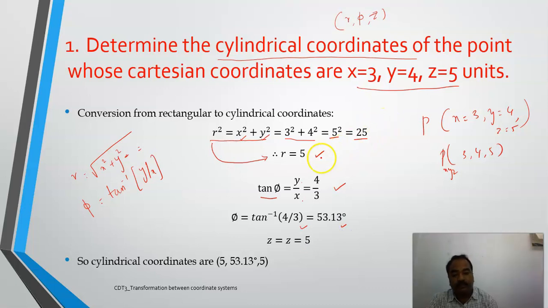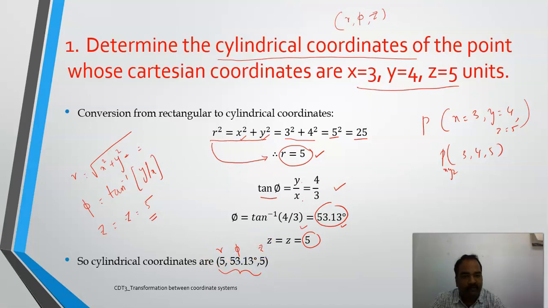Now, z remains the same for both Cartesian and cylindrical coordinate systems. So it is already given as 5. So now r is equal to 5, phi is equal to 53.13 degrees, z is equal to 5. So the coordinates in the cylindrical system are: this is r, this is phi and this is z.